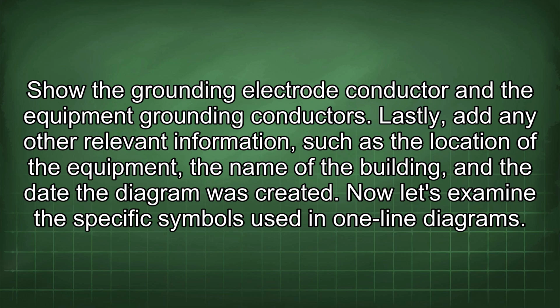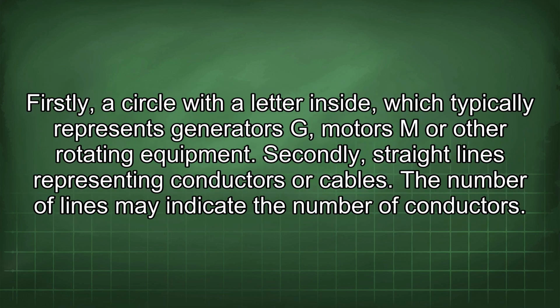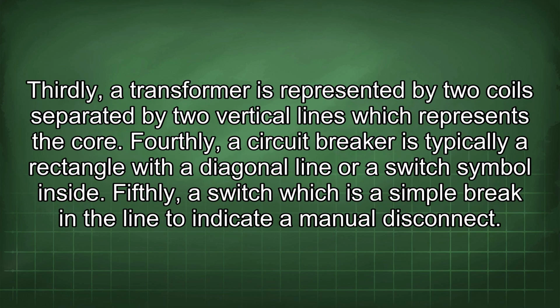Now let's examine the specific symbols used in one-line diagrams. Firstly, a circle with a letter inside, which typically represents generators (G), motors (M), or other rotating equipment. Secondly, straight lines representing conductors or cables. The number of lines may indicate the number of conductors. Thirdly, a transformer is represented by two coils separated by two vertical lines, which represents the core.